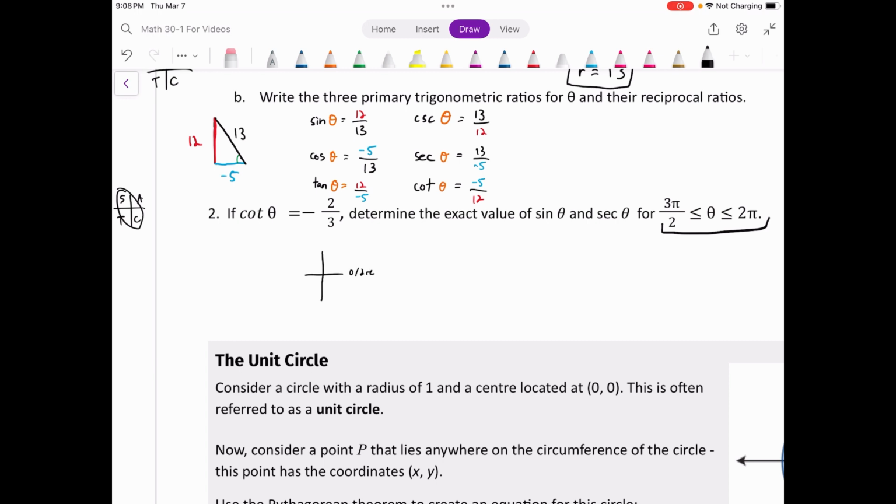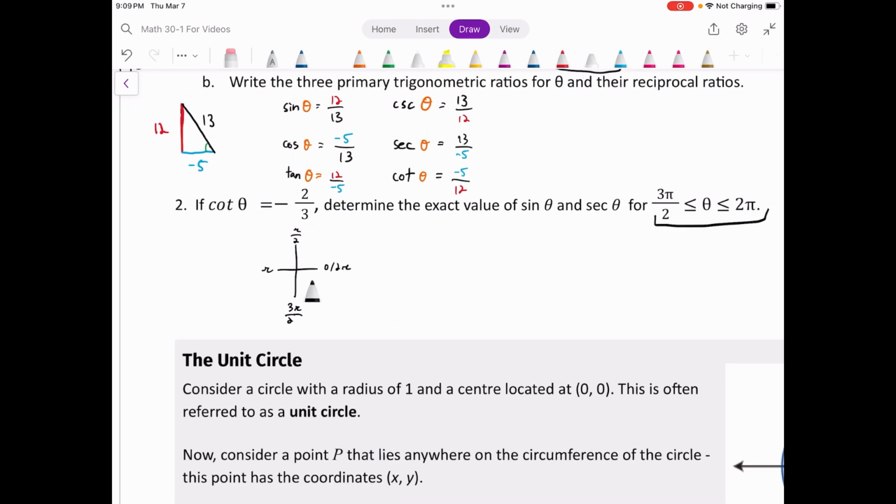This is 0 or 2 pi. Pi is 180, right? So this is halfway, pi over 2. And then it's halfway to 2 pi from pi, right? So right here is halfway between pi and 2 pi. That's 1.5 pi, or 3 over 2 pi, okay? So we are between 3 pi over 2 and 2 pi, meaning that we are in just this quadrant. They're limiting our domain to just quadrant 4, between 3 pi over 2 and 2 pi.